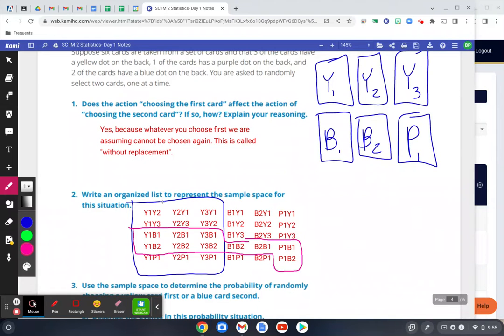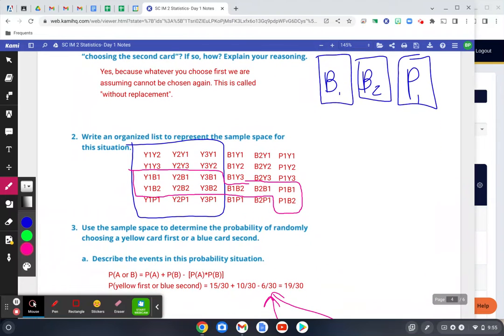Now, the list that we created up on the board looks something like this. This is what's called a sample space. It just represents all of the possible outcomes. So this first row here were all of the possibles for drawing 2 cards if you were to draw yellow 1 first. So you could draw yellow 1 first, and then you could draw yellow 2, yellow 3, blue 1, blue 2, or purple 1. All the way down to this last row here, if you draw purple 1 first, well, your possible outcomes after drawing the first purple card is either going to be one of the 3 yellow cards or one of the 2 blue cards afterwards.